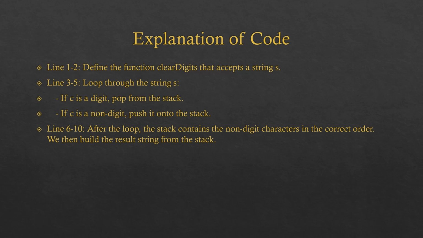Let's break down the code. Initially, we loop through the string character by character. If the character is a digit, we remove the closest non-digit character by popping the stack. If it's not a digit, we add it to the stack. Once all characters are processed, we create the result string by building it from the stack. The stack ensures that we maintain the correct order of non-digit characters.